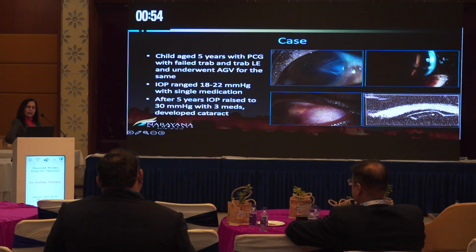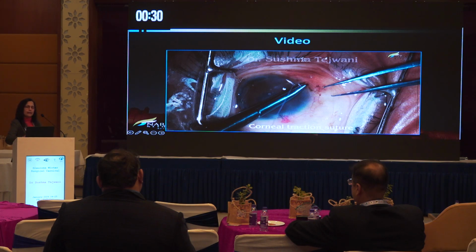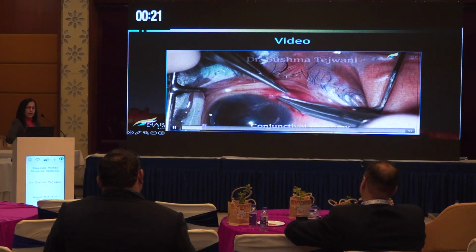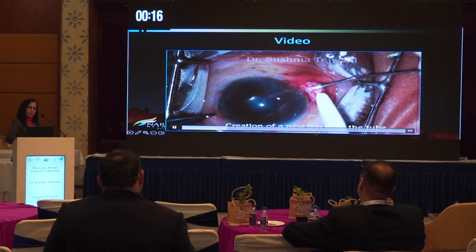When I did a UBM over this, you can see there was a thick fibrous membrane. It was much thicker than the sclera, and this is the body of the valve that you can see. So in this patient, what I decided to do is a tube excision and tube redirection, excision of this fibrous plate around, and the patient had also developed cataract, so lens aspiration and PCIOL implantation were all done in the same sitting. After the lens aspiration and PCIOL implantation, I just exposed this tube and removed it, because it was touching the endothelium and was causing the decompensation.